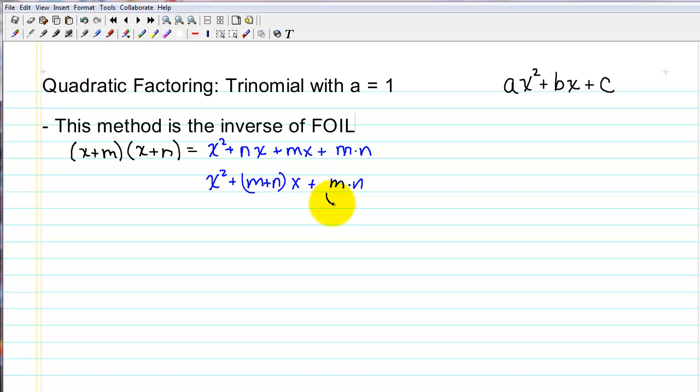So this is our c, and this is our b. When we go backwards, we will be looking for a pair of numbers, m and n, that are going to go in our factors. And those two numbers have to accomplish two things. They have to multiply together to equal c. So m times n has to equal c. And that same pair of numbers, when we add them together, has to equal b. So let's look at some examples here.